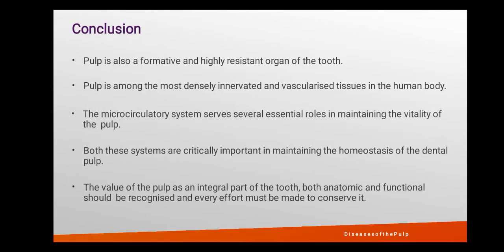So to conclude, pulp is a formative and highly resistant organ of the tooth. Pulp is among the most densely innervated and vascular tissue in the human body, and the microcirculation systems serve several essential roles in maintaining the vitality of the pulp. Both these systems are critically important in maintaining the homeostasis of the dental pulp. The value of pulp as an integral part of the tooth, both anatomic and functional, should be recognized, and every effort must be made to conserve it.